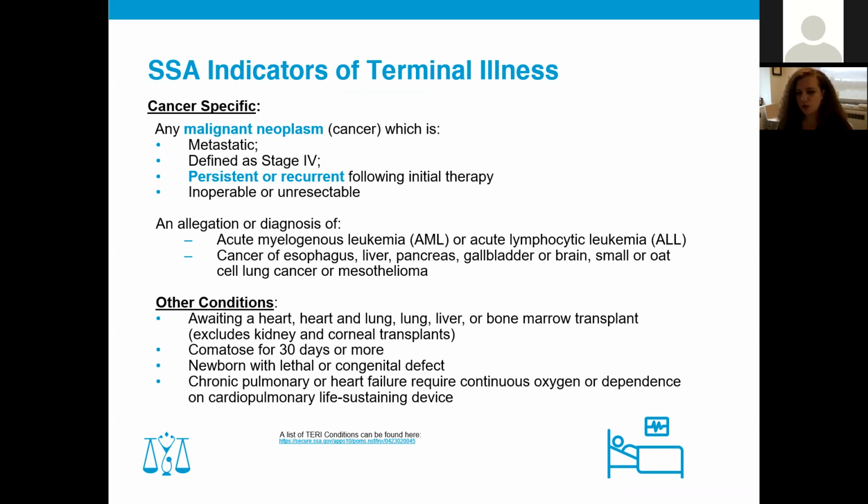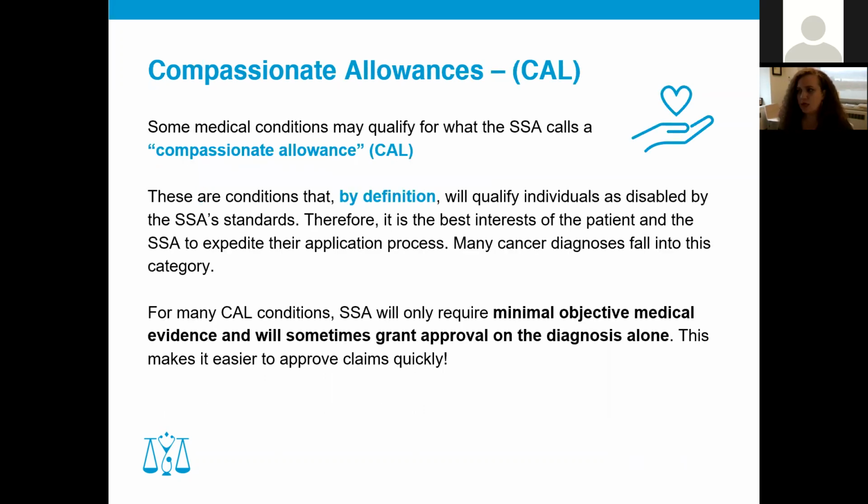Other conditions that I wanted to note that may not necessarily be cancer related, but basically anyone who's awaiting a transplant, not kidney or corneal though, a person who is comatose for 30 days or more, a newborn with a lethal or congenital defect, or chronic pulmonary or heart failure that requires continuous oxygen or a life-sustaining device will be sort of automatically TERI. And there's a list of them on the website as well. So you could check if the diagnosis of the person you're working with sort of fits into that.